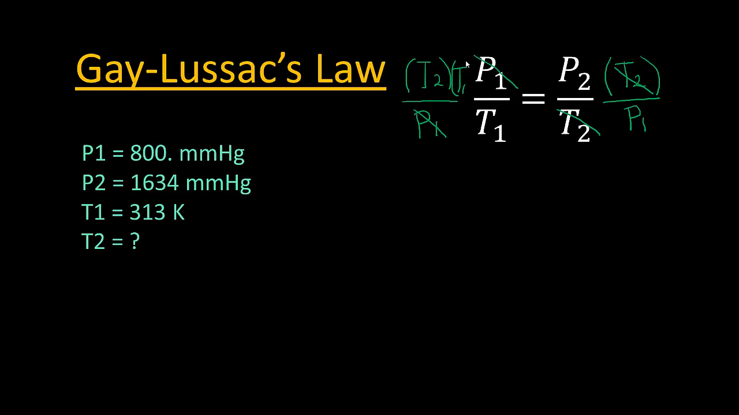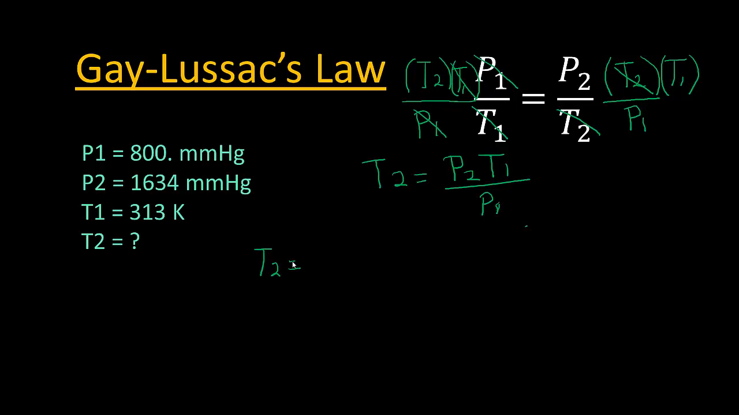Sorry, this is a little cramped here. I multiplied the left side by T1, so I must multiply the right side by T1. And over here, I've got a T1 divided by a T1, so I'm going to cancel them out. And I am left with my new formula: T2 is equal to P2 times T1 divided by P1.